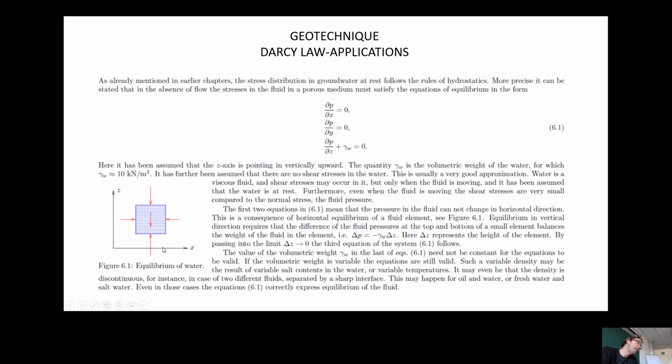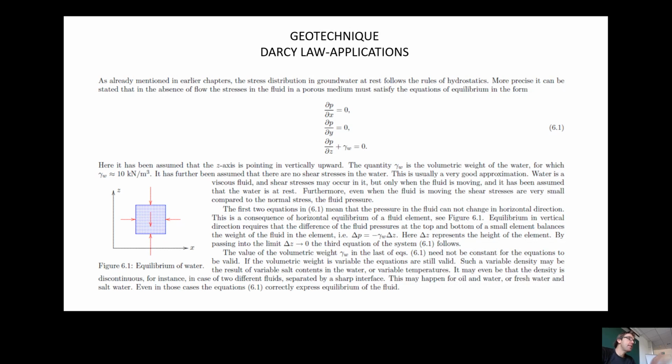So delta P, if we consider here the equilibrium of water, is like minus gamma W per delta z. Delta z represents the height of the element. And if we consider, of course, that all these elements are infinitesimal, so if delta z goes to 0, the third equation of the system follows directly from this. You can see that we can put delta z here, and so we have delta P over delta z equal to minus gamma W. So what we want to say is that this comes from very intuitive considerations.